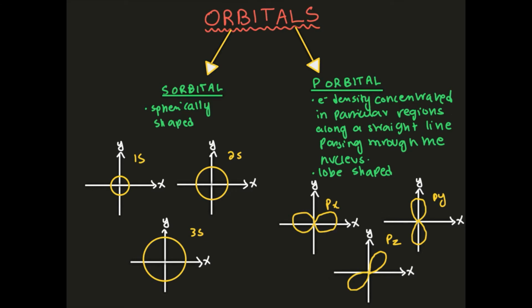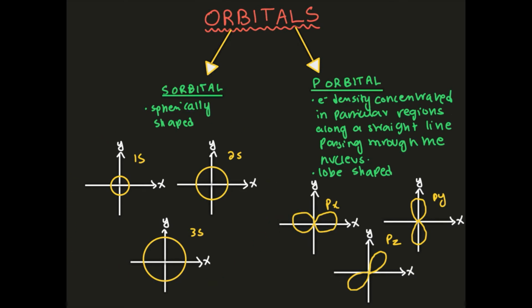So an s orbital is going to be spherically shaped like this. So you have 1s, 2s, which is going to be a little bit bigger than 1s. As you can see, this circle is bigger than this circle. And then you have 3s, and so on. So 3s is going to be bigger than 2s. You can have 4s and 5s. I've just drawn 3 of these.